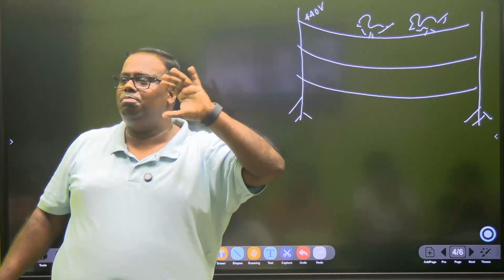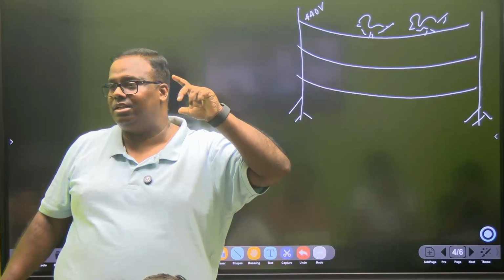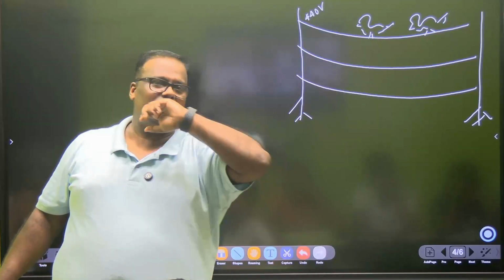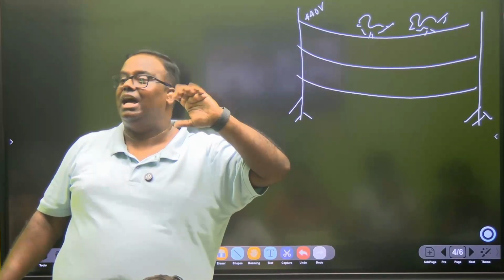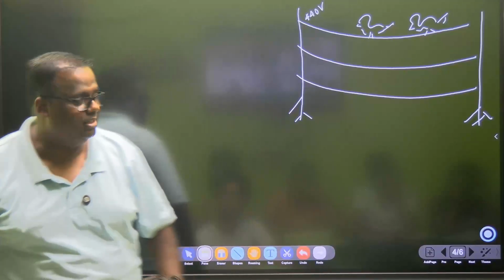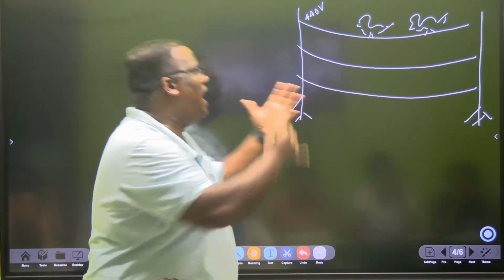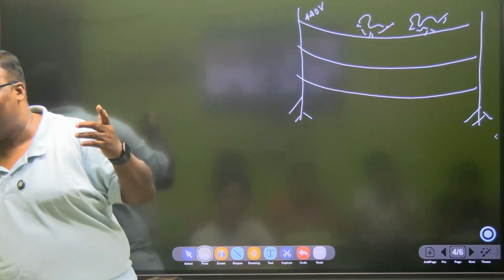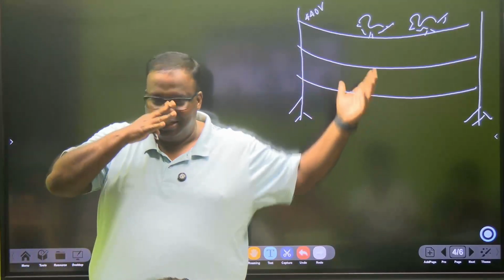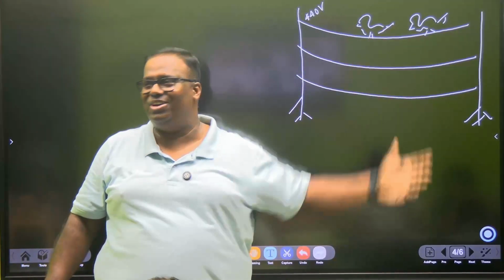Do you know an animal called bat? Chachundar. Have you seen in villages and all, bat hung on electric wire? We do see bats dying due to electrocution, but pigeons are not dying. Dove is not dying. Parrot is not dying.